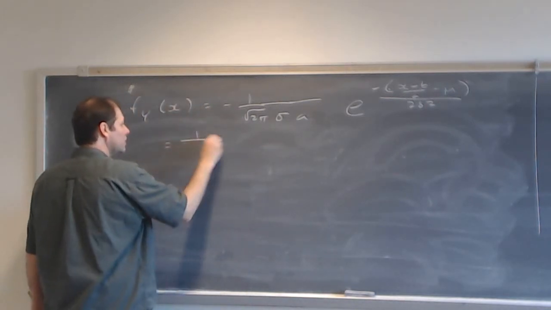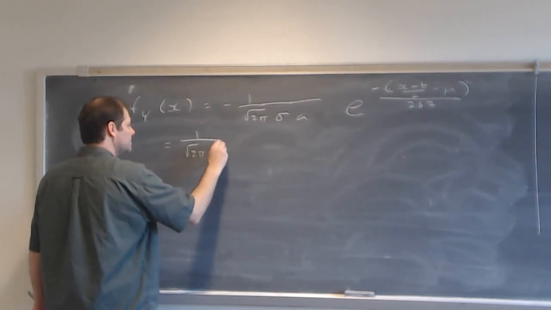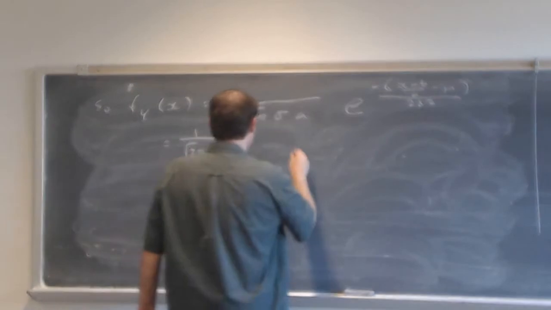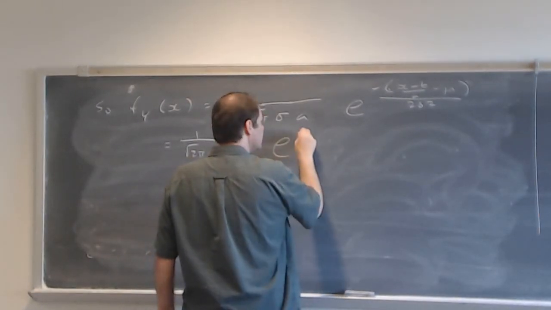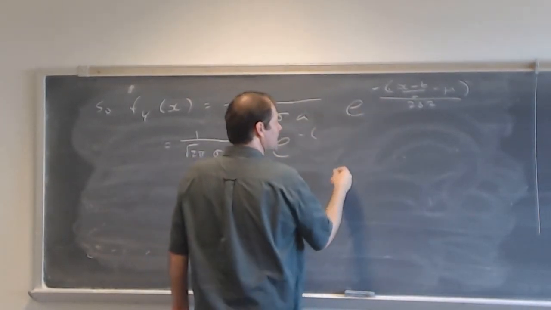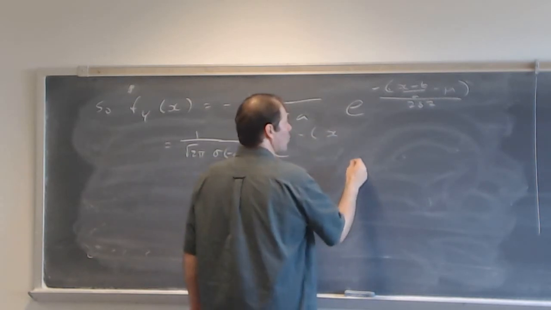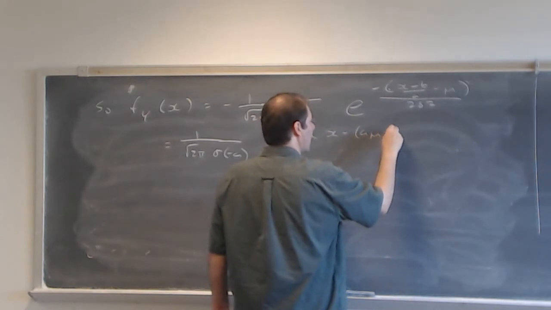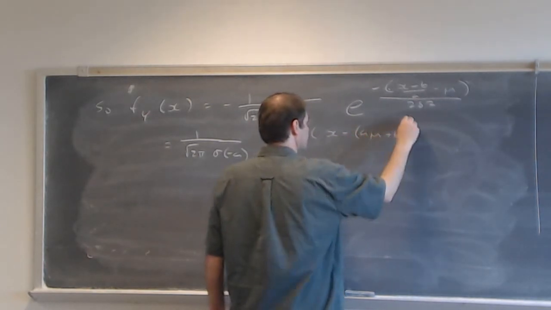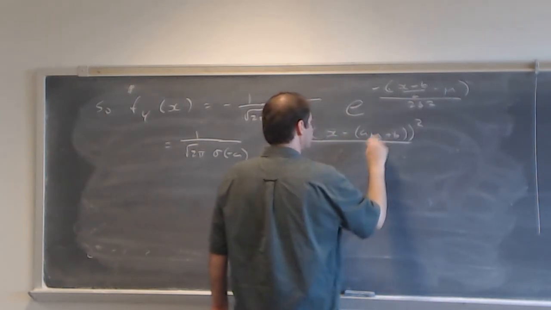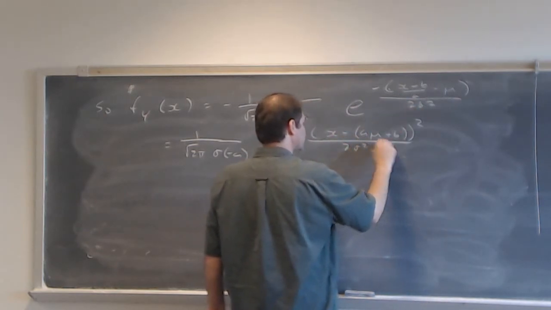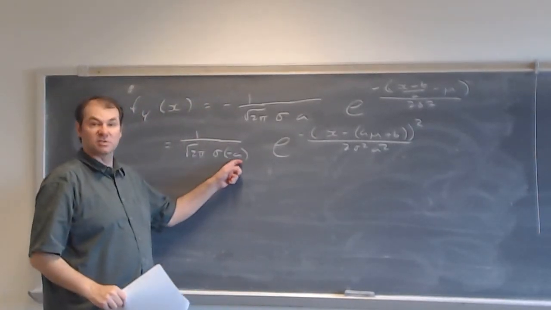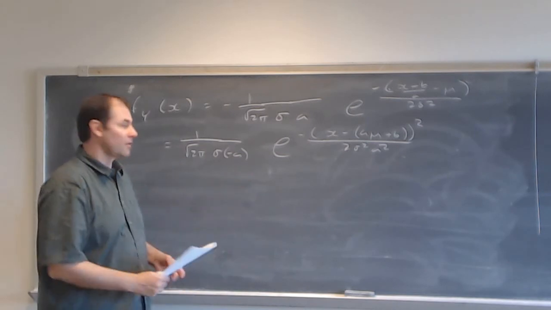This I'll rewrite as 1 over the square root of 2 pi sigma times minus a. Now a was negative, so minus a is positive. Here, this will be equal to e to the minus quantity. We got a common denominator before. I'm going to rewrite this as we had before, as x minus the quantity a mu plus b, squared. The a is squared, so I'm going to put it in the bottom, 2 sigma squared a squared. Now, because a was a negative number, minus a is positive.